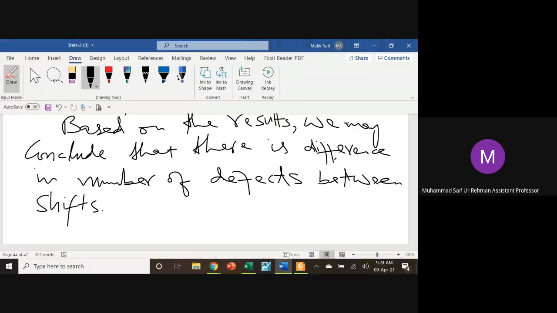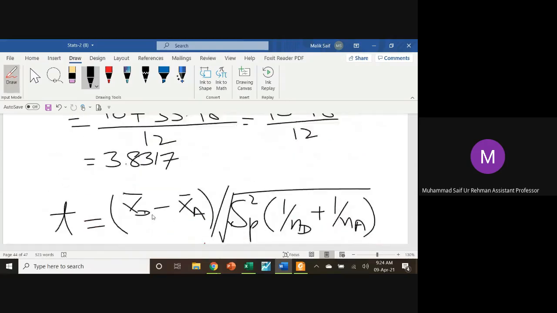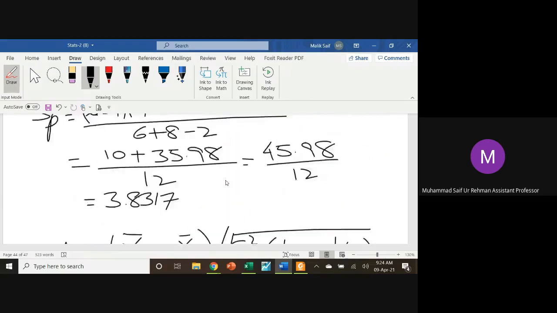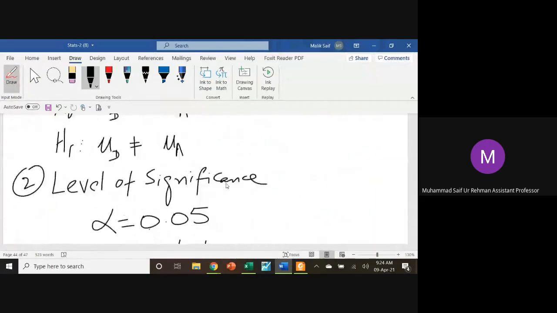Okay, so basically we are not interested in knowing in which shift more defects are there. Fine. If you are interested in knowing in which shift more defects are there, you may have to reconstruct your null and alternate hypothesis. We may also do that, because we have found that in the afternoon shift, on average 10 defects were there, and in the day shift 7 defects on average.